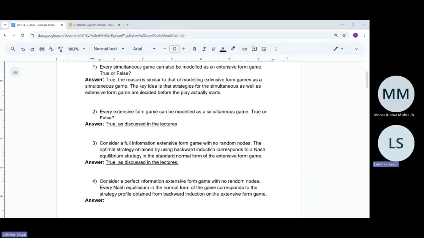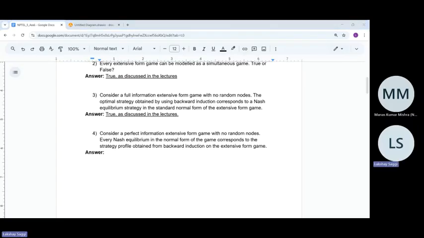Is it fine, Manas? Okay, I assume that it's fine. Then I guess we can move on to the fourth question. This kind of problem was also discussed in the lectures. Consider a perfect information extensive form game with no random nodes. Every Nash equilibrium in the normal form of the game corresponds to the strategy profile obtained from backward induction. So this statement is claiming that every Nash equilibrium corresponds to backward induction on the extensive form game.